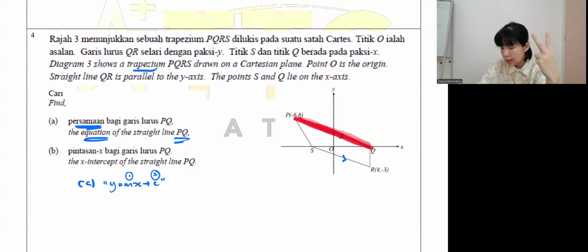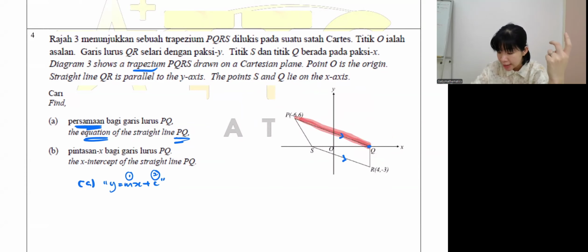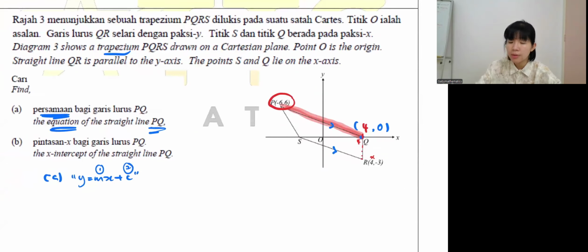This line has P at -6. How about Q? Q is on the x-axis, so the y coordinate will definitely be 0. How about x, guys? They say QR is a vertical line, so if the x is 4 here, then Q is 4, 0. Agree? 4, 0. Now you have two coordinates already, so you can find the gradient using these two.